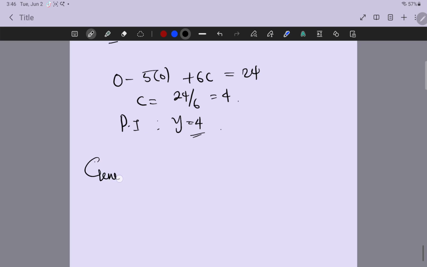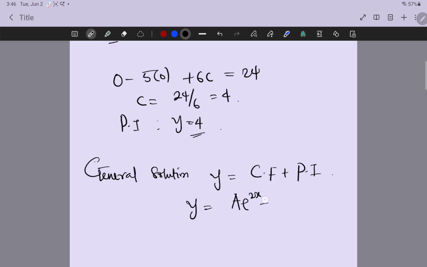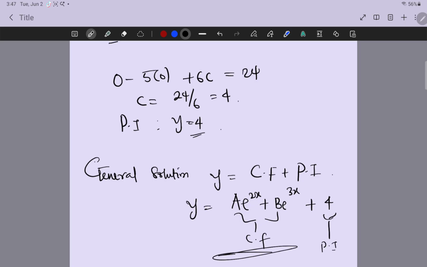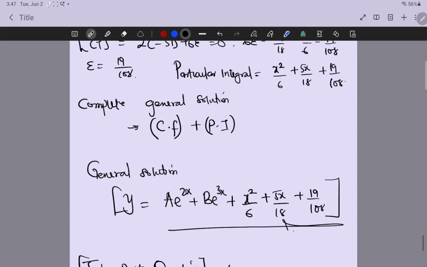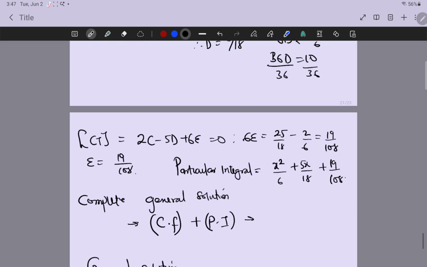So our general solution is very simple. Our general solution will now be y is equal to complementary function plus particular integral. So we have y is equal to Ae^(2x) plus Be^(3x) plus 4, so that you don't mistake it. This is the complementary function, this is the particular integral. Don't forget, the general solution is the same thing as the complementary function plus the particular integral. Is that clear now? So that is it.